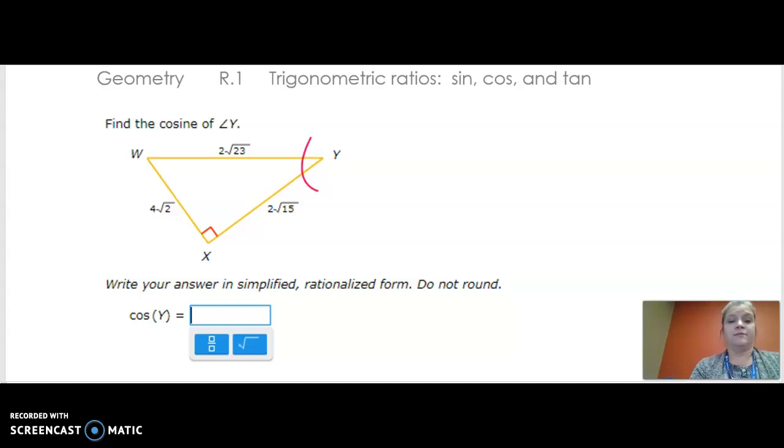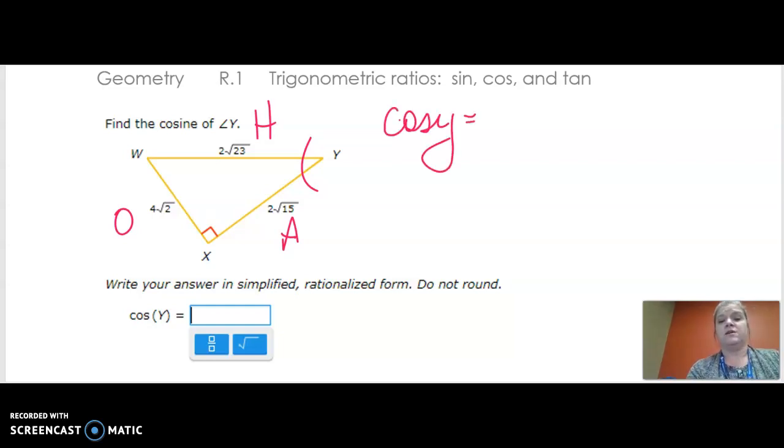All right. We're looking at y. Here's your hypotenuse. This is adjacent, and this is opposite. Cosine y is adjacent over hypotenuse. Your adjacent is 2 square root of 15. Your hypotenuse is 2 over square root of 23.